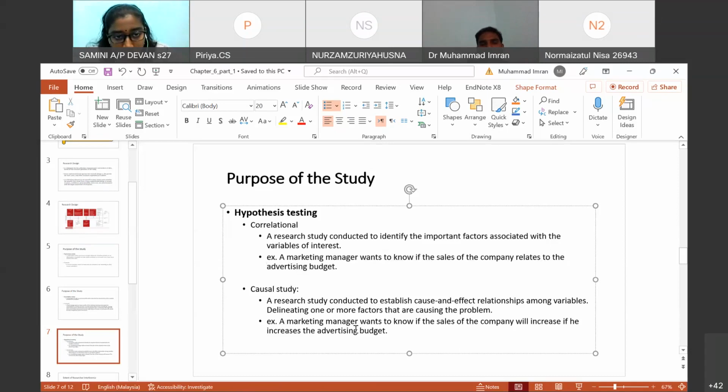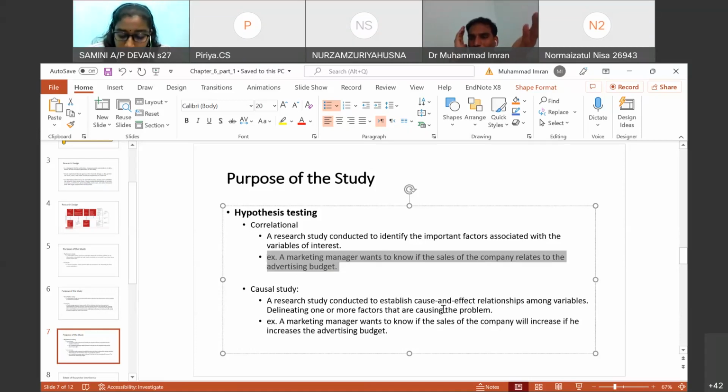Example here: a marketing manager wants to know if the sale of the company will increase if the advertising budget increases. Before that, he checks if there is any relationship between the two. In this example, he just checks the relationship between advertisement and sales. If I do the advertising, does my sale increase or decrease? If there is a relationship, then we can go for the cause and effect. If sale increases, the advertisement budget also increases.